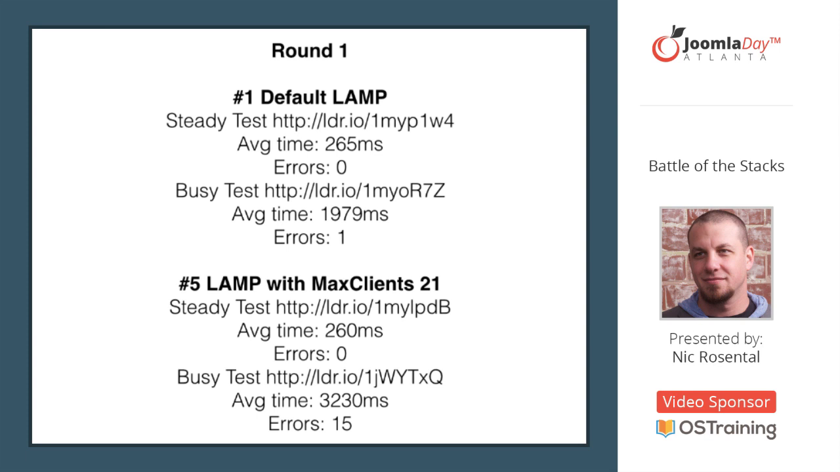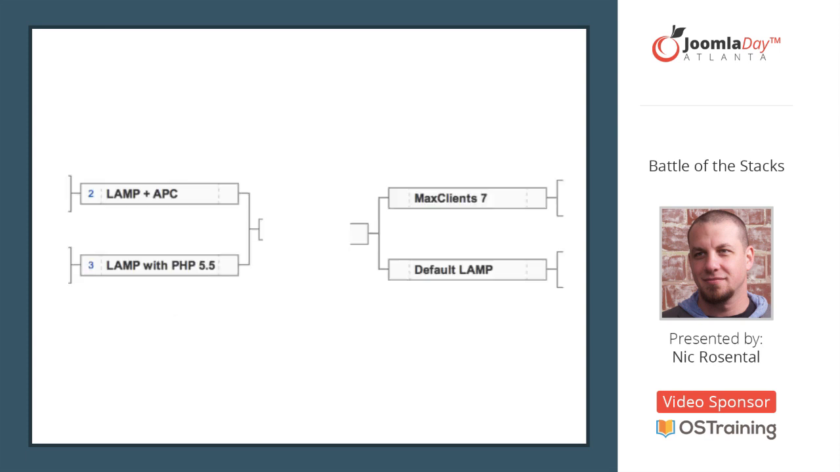All right, last matchup of the first round is default LEMP against Max Clients 21, and here default LEMP wins. So here we tried to tune it up, and we actually messed it up. Max Clients 21 had a little bit better response time, just minimally, about 5 milliseconds on the steady test. But when you look at the BC test, default LEMP was under 2 seconds, and Max Clients 21 was over 3 seconds. So in this case, default wins. All right, we're going to the next round.